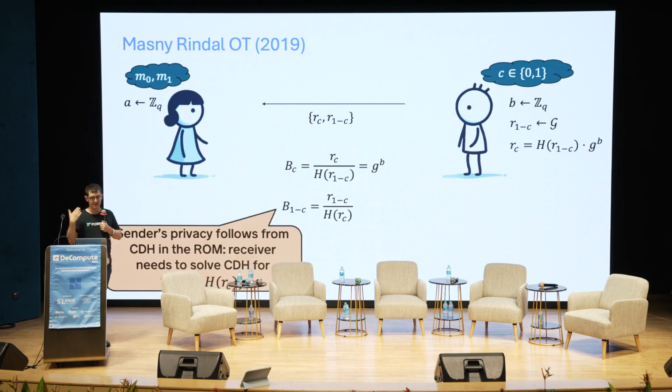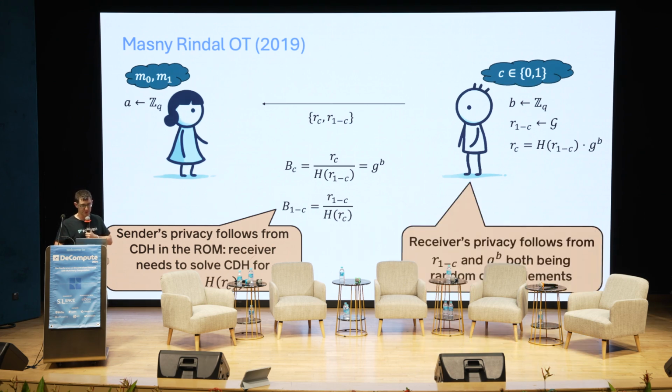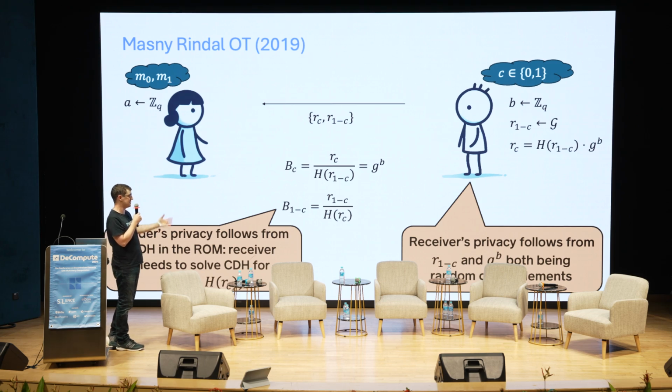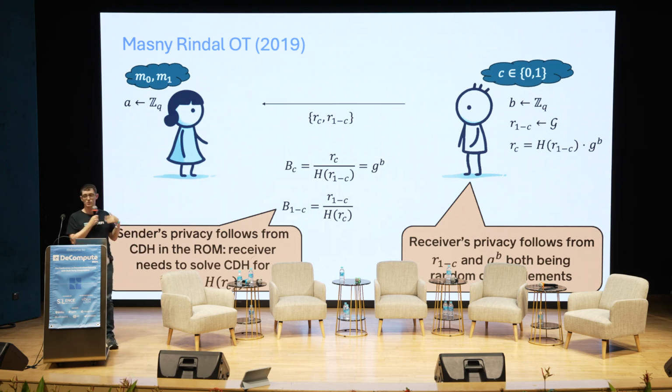And the idea here is that the sender privacy again holds from the CDH problem, because intuitively the receiver needs to solve the CDH problem for this output of the hash function h of RC to be able to compute the second shared secret, and that should be hard. The receiver's privacy follows again from the fact that the chosen group element R1 minus C and G to the B are both random group elements. And if they are indeed both random group elements, then multiplying by the value of the hash function is still a random group element. And so the sender just sees two random group elements and should not be able to tell them apart.